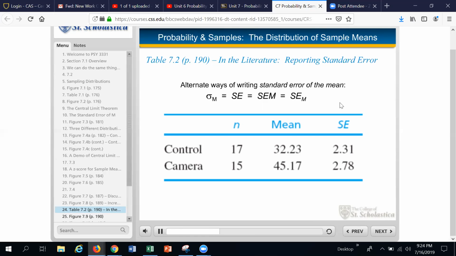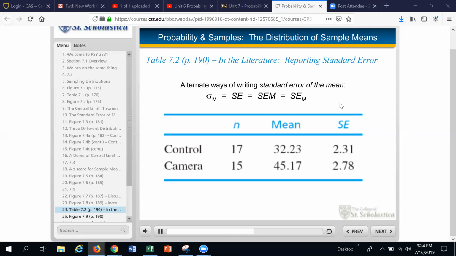But in published research, the standard error of the mean is usually presented as capital S, capital E, or capital S, capital E, capital M, or capital S, capital E, sub M. But they all mean the same thing. In this and the next slides, we'll see how this is done in table form and in graphic form.